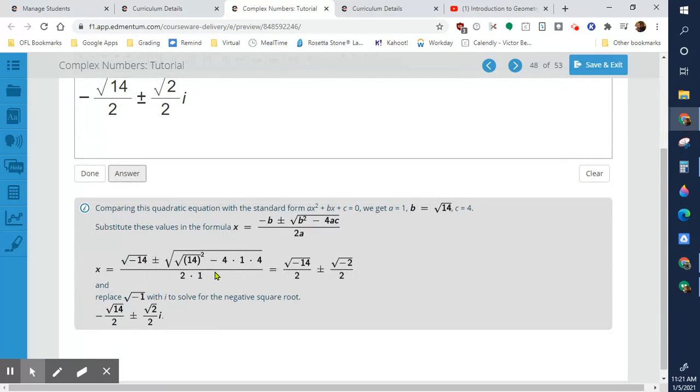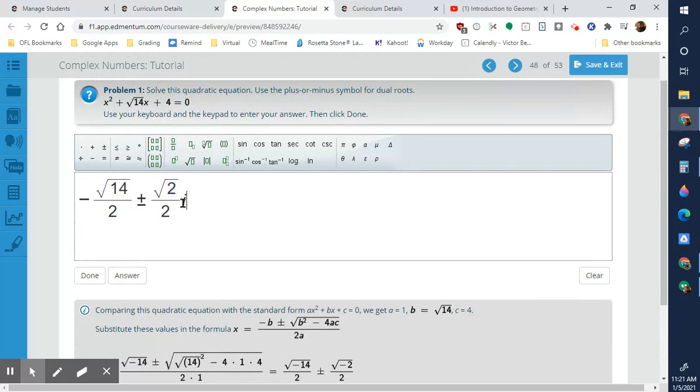So I'm sorry, guys. This is one of the reasons why I prefer hand-graded things. I don't know if I'm typing something in wrong somewhere, but that should be the correct answer. Edmentum is just being super picky right now, because that is exactly how I typed it in.